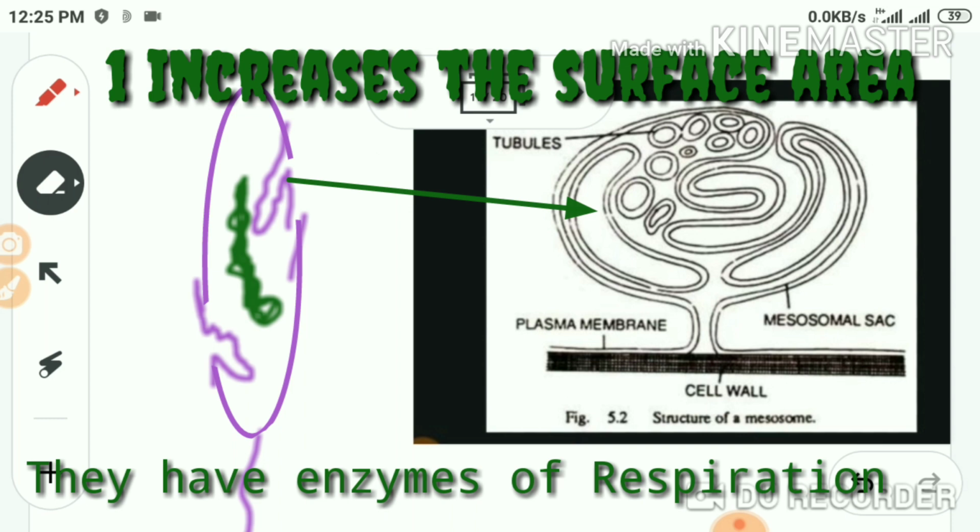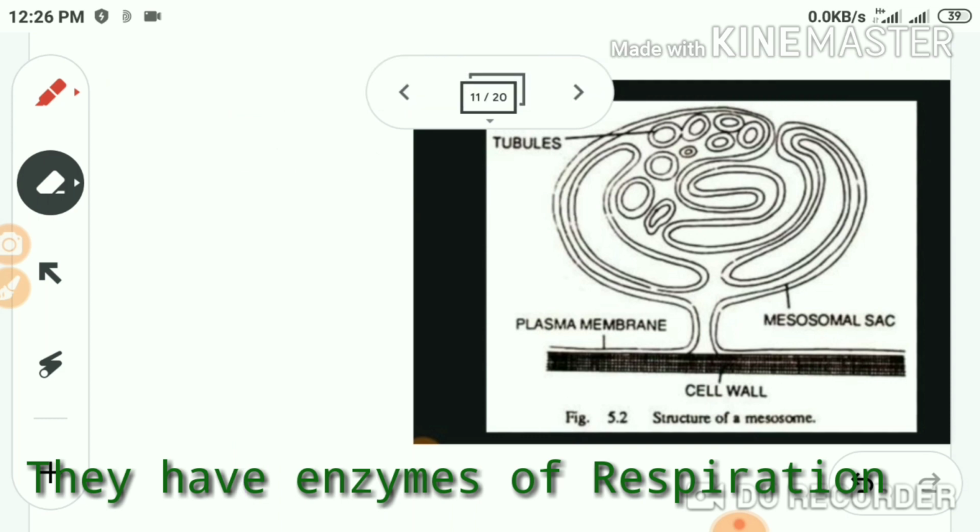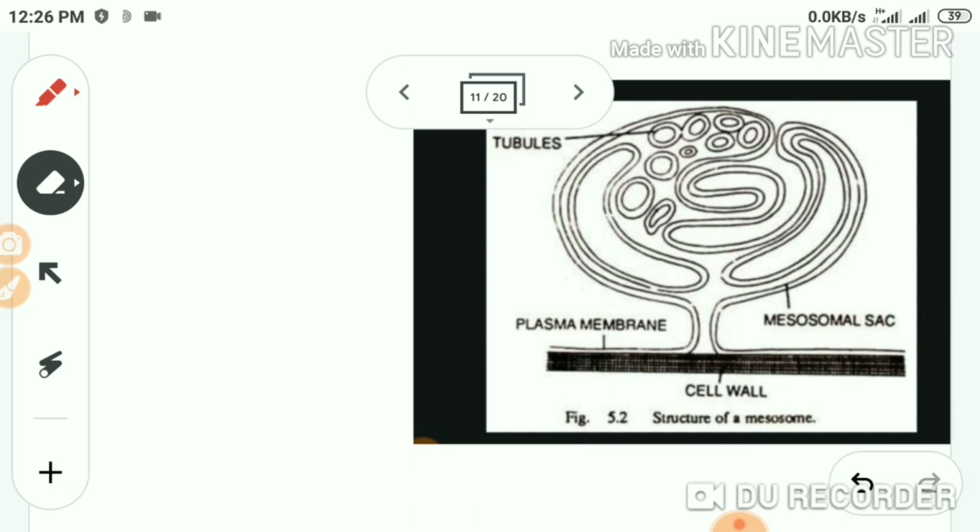Got it? They have enzymes of respiration. Just now we discussed the plasma membrane. The plasma membrane is exactly the same as the mitochondria present in eukaryotic cells. I told you that. So this is nothing but the inward folding extension of the plasma membrane, so it also works as mitochondria. They have enzymes of respiration, in the sense of breakdown of food to release energy. So we can say they also work like the mitochondria of a eukaryotic cell.